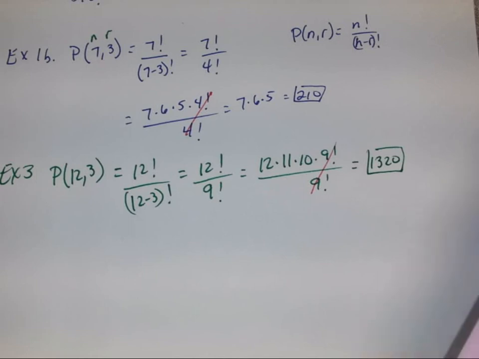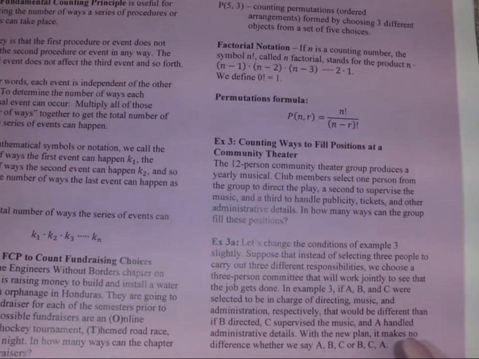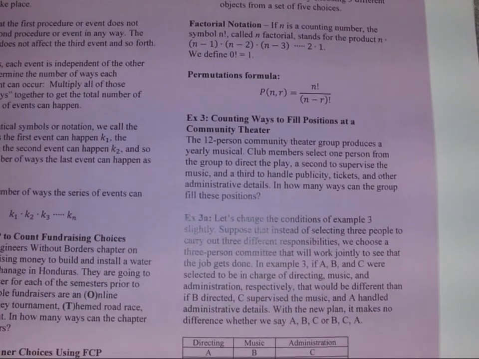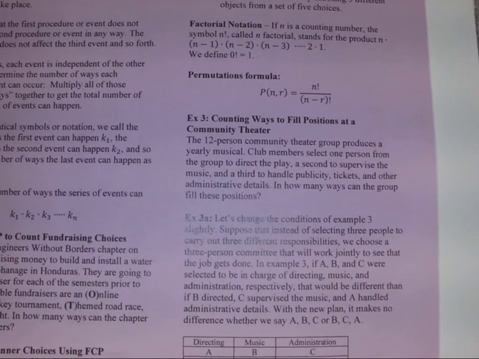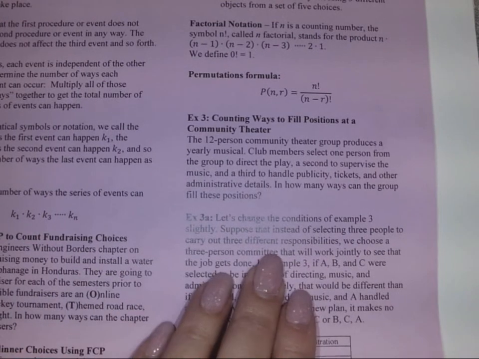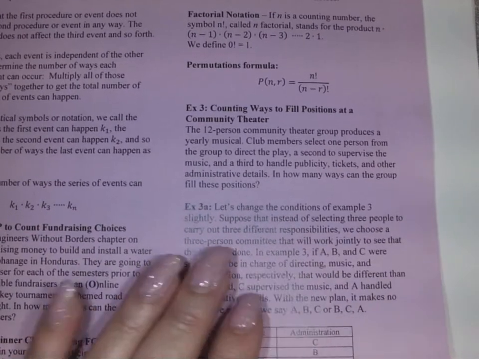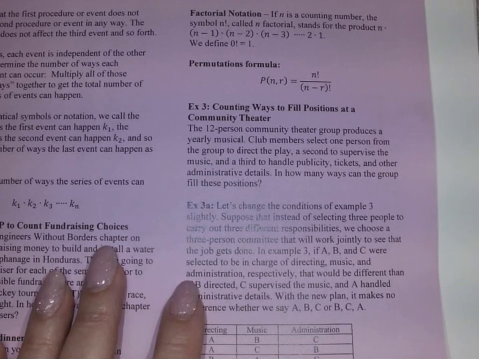All right, so now let's change things up just a little bit. Let's go look at combinations. So let's change the conditions of example 3 slightly. Suppose that instead of selecting 3 people to carry out 3 different responsibilities, we choose a 3-person committee that will work jointly to see the job gets done.